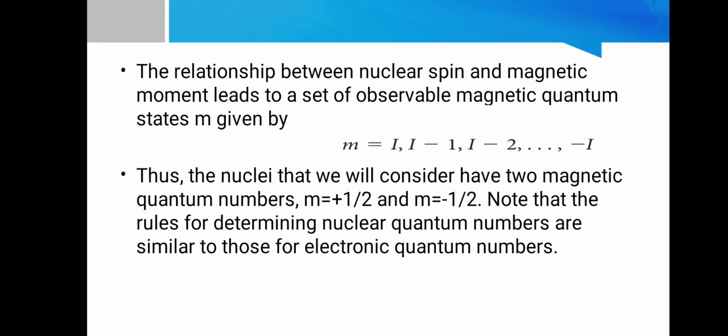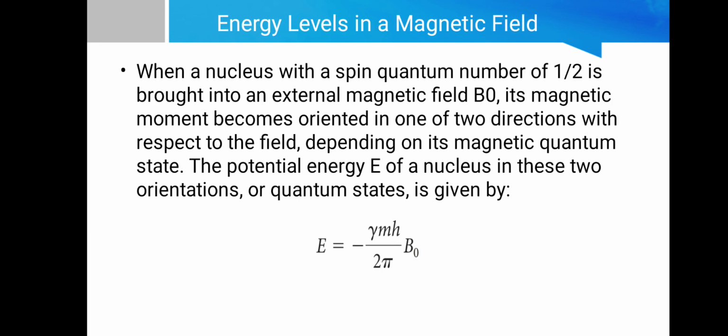The relationship between the nuclear spin and the magnetic moment leads to a set of observable magnetic quantum states M, given by M is equal to I, I minus 1, I minus 2, down to minus I. Thus the nuclei that we will consider have two magnetic quantum numbers, M is equal to plus 1/2 and M is equal to minus 1/2. Note that the rules for determining nuclear quantum numbers are similar to those for the electronic quantum numbers. Okay, so we will see now the energy levels in a magnetic field.